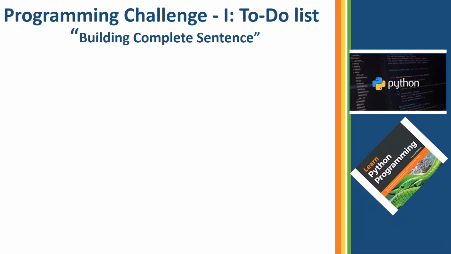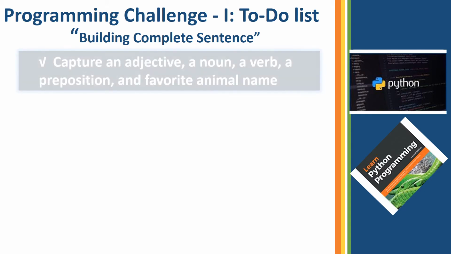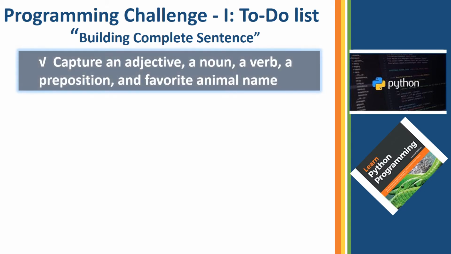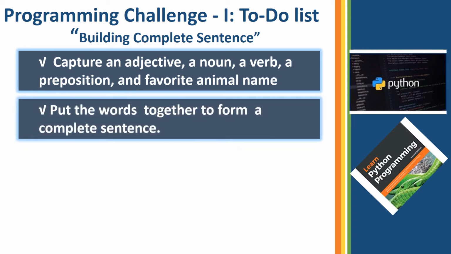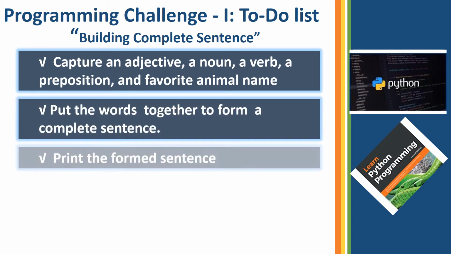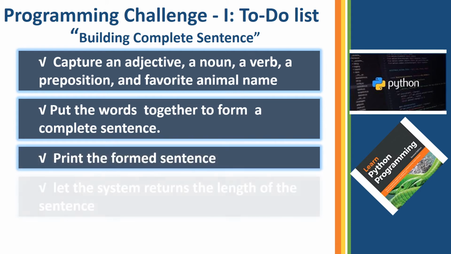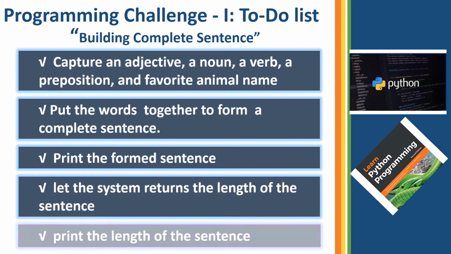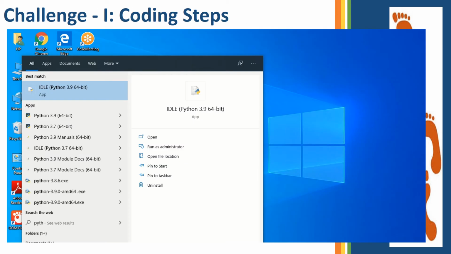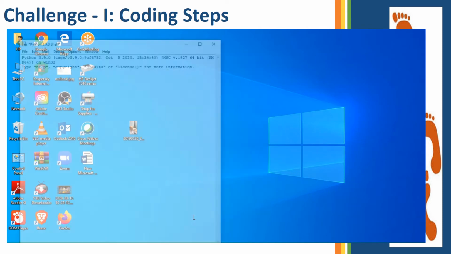Build a Complete Sentence is a challenge that enhances your programming skills in using variables. The program must do the following. Capture an adjective, a noun, a verb, a preposition, and a favorite animal name. Put the words together to form a complete sentence. Print the formed sentence. Let the system return the length of the sentence and print the length of the sentence. Let's start our coding journey.